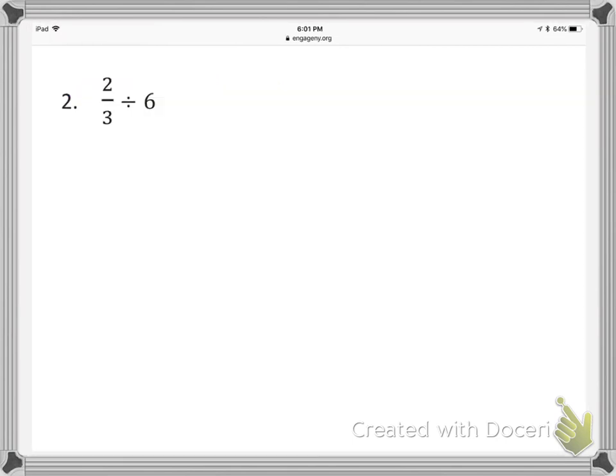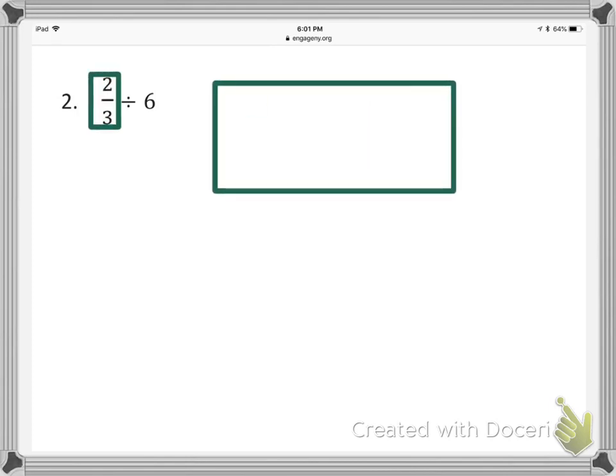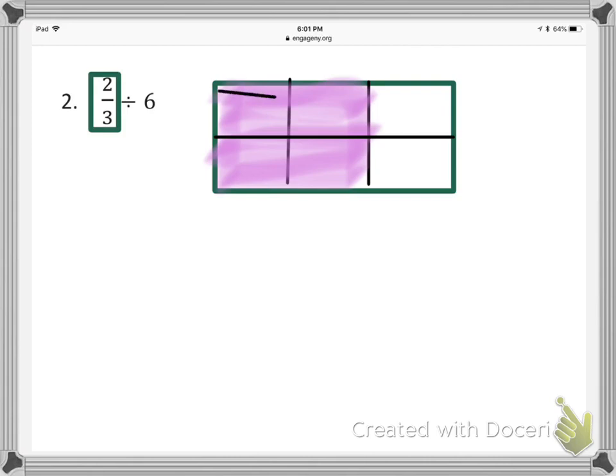Next one, another fraction divided by a whole number. So again, I'm going to model my dividend. That's what I'm going to model, 2/3. That means I need to split this into 3 equal pieces. And I'm going to shade 2 of them. So all of this is shaded to represent my fraction 2/3, 2 shaded out of 3. And then I'm going to split it into 6 equal pieces.